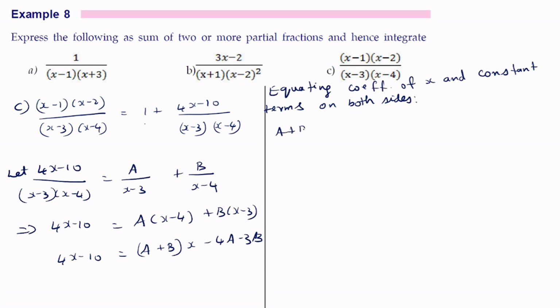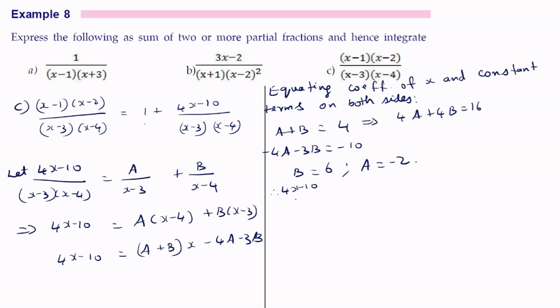So we get A plus B equal to 4 and minus 4A minus 3B equal to minus 10. So if we multiply by 4, we get 4A plus 4B equal to 16. When we add these two, 4A minus 4A will go, 4B minus 3B is B equal to 16 minus 10, which is 6. And from here A plus B is 4, B we got 6. So A will be 4 minus 6, which is minus 2. So we get A as minus 2 and B as 6.